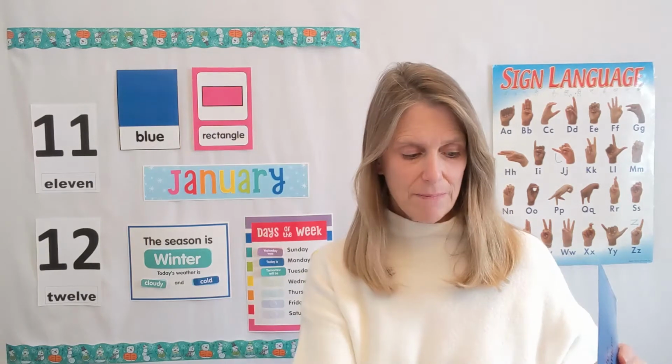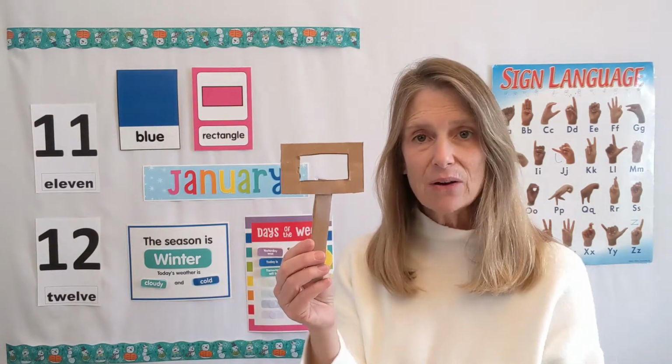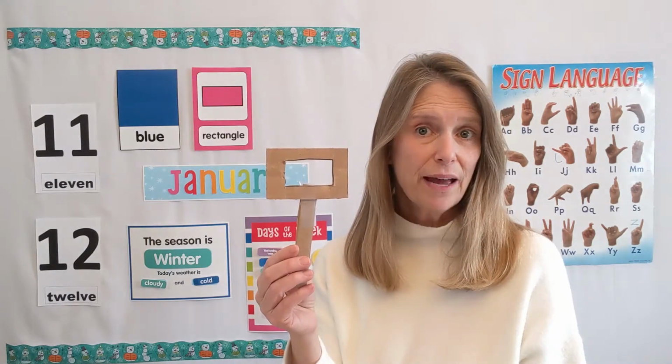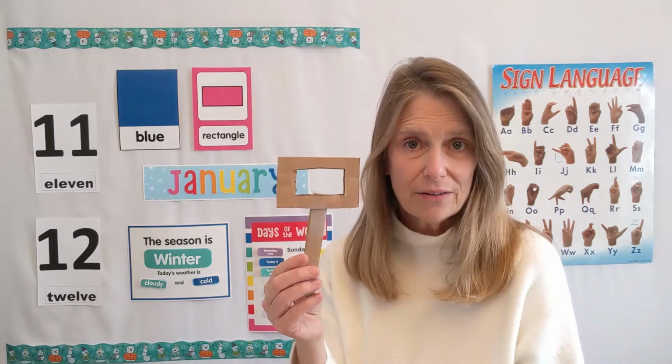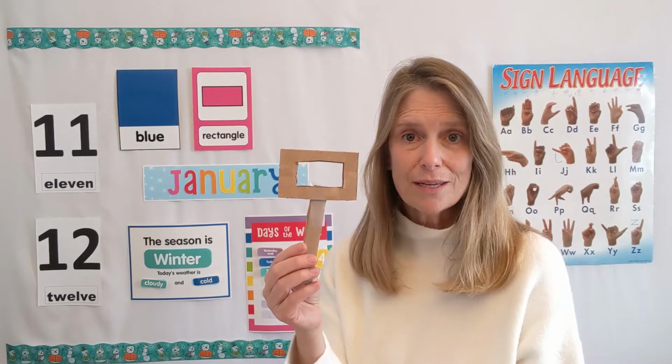Now, I made a shape finder today. I have a rectangle shape finder, and I could take this around my house and I could find different rectangle shapes. Maybe outside too. I can go outside on a little hunt and see what rectangles I can find in nature outside. Right away on my board, I spy some rectangles. Do you see them with me?